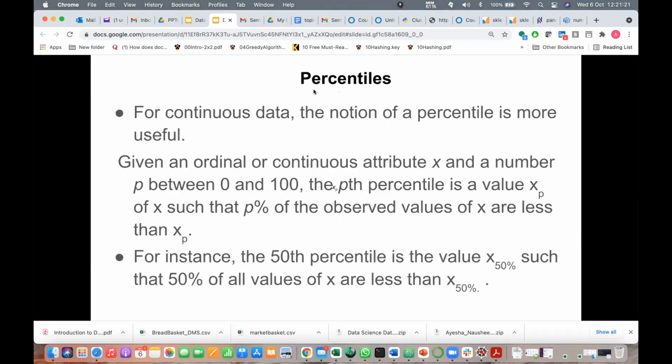Then one more statistical summary is called percentiles. Percentiles have their own importance. You might have heard that when you write the GATE exam, they give you a percentile score. Percentage is different from percentile. So what is the meaning of percentile? For continuous data, the notion of a percentile is more useful. Given an ordinal or continuous attribute x and a number p between 0 and 100, the pth percentile is a value xp of x such that p% of the observed values of x are less than xp.